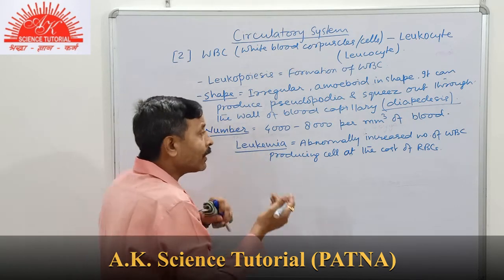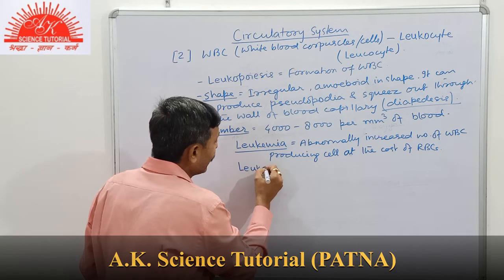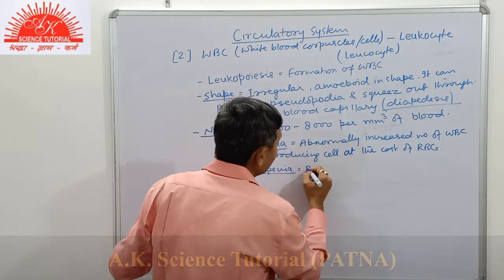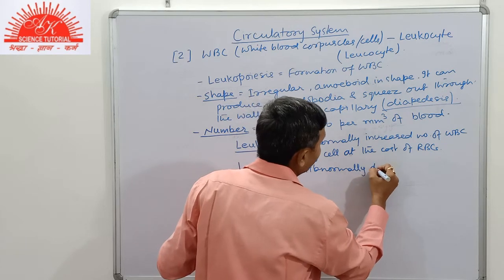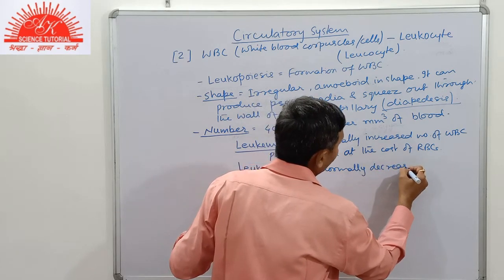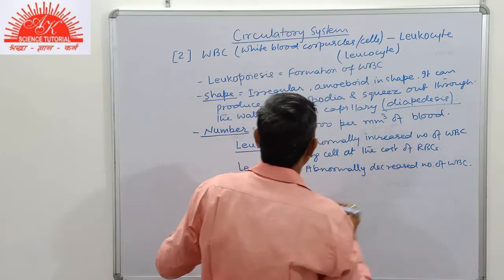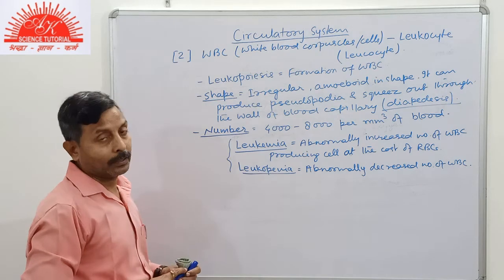But if its number is decreased, then this is called leukopenia. Leukopenia, that is abnormally decreased number of WBC. So these two terms are used for the number.